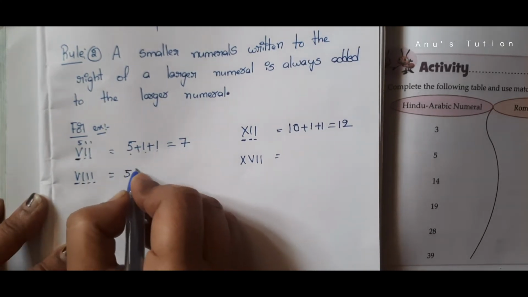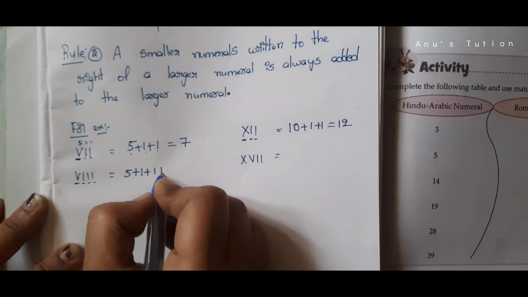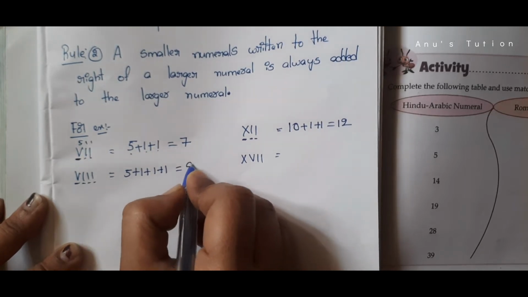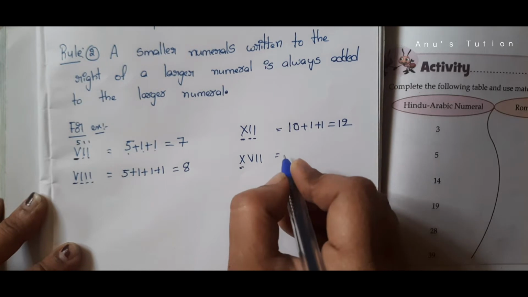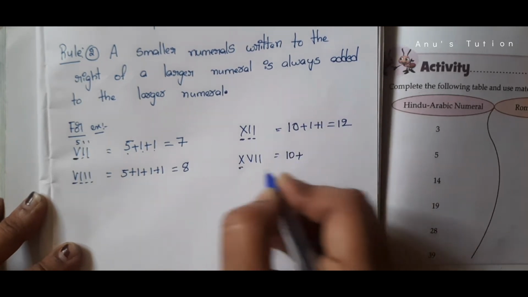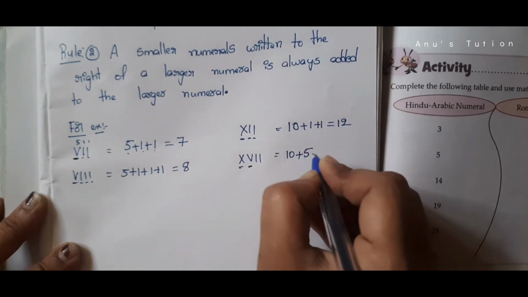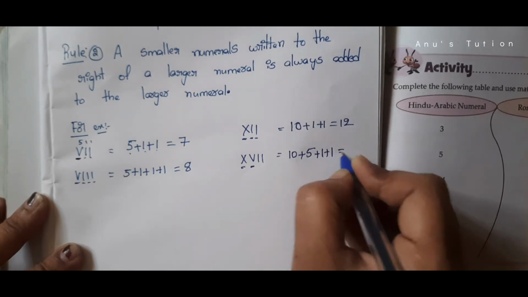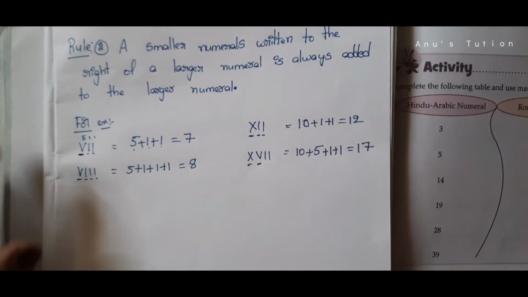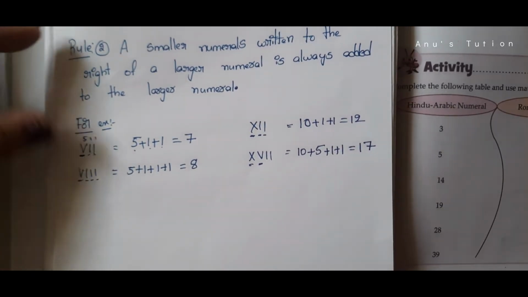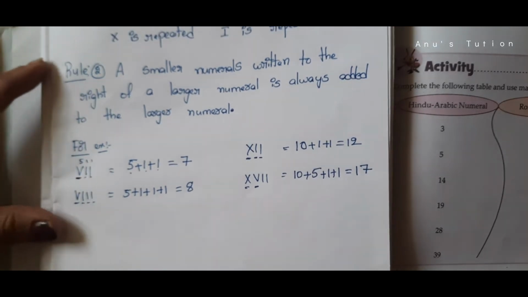Next, 5 plus 1 plus 1 plus 1, 8. Here 10 is the larger number, and 5 plus 1 plus 1, 17. With this example you can understand this rule number 2 very easily.